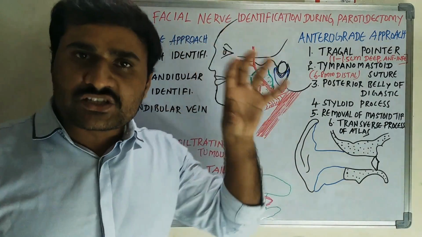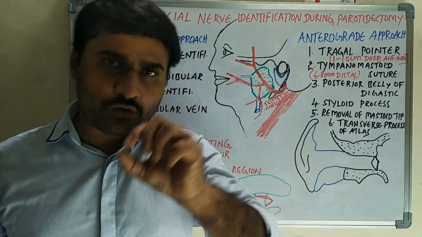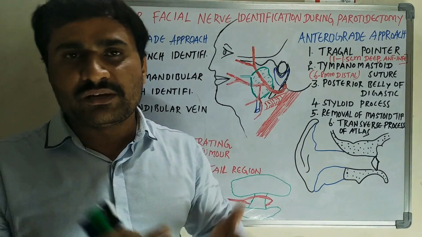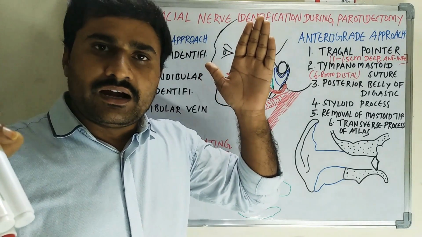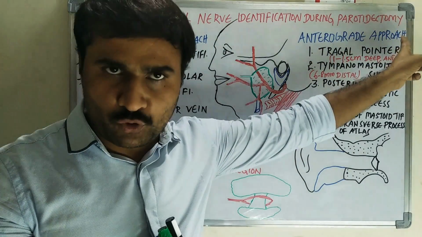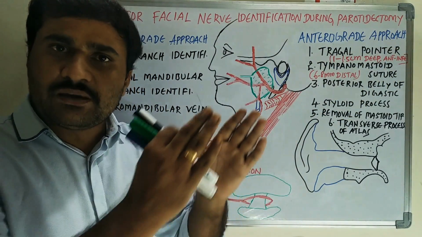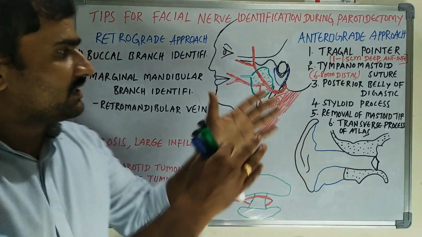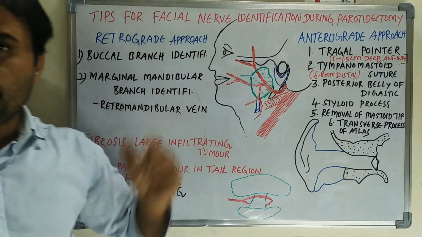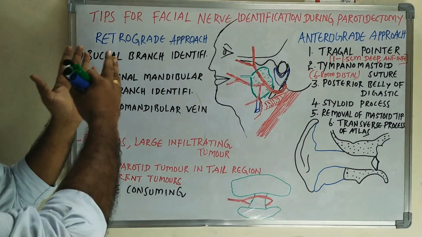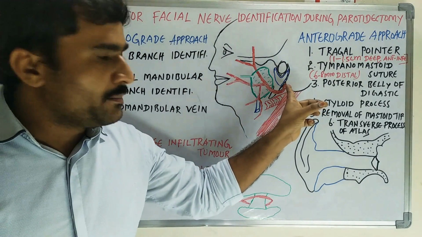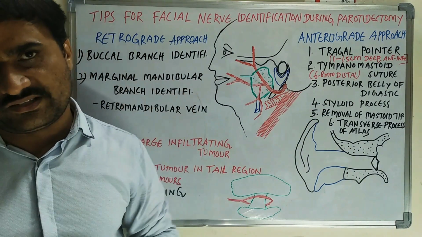You know that the facial nerve exits the skull through the stylomastoid foramen. Right? After it exits and before it enters the parotid gland, that means from the stylomastoid foramen until it enters the parotid gland, that is called the main trunk. So in the anterograde approach, we will first identify the main trunk of the facial nerve. Then we will trace to the peripheral branches. Right? Whereas in the retrograde approach, first we will identify some peripheral branches and we follow those branches to the main trunk. Right? That is the main difference.